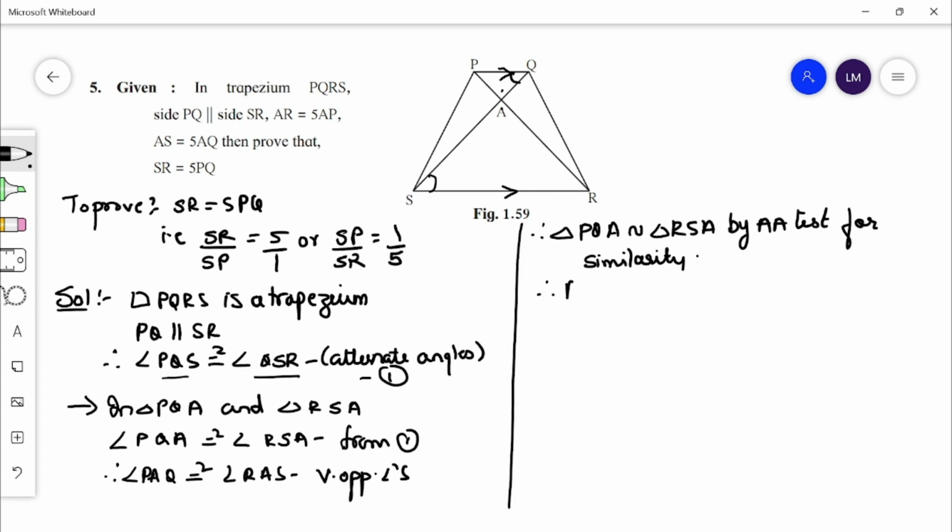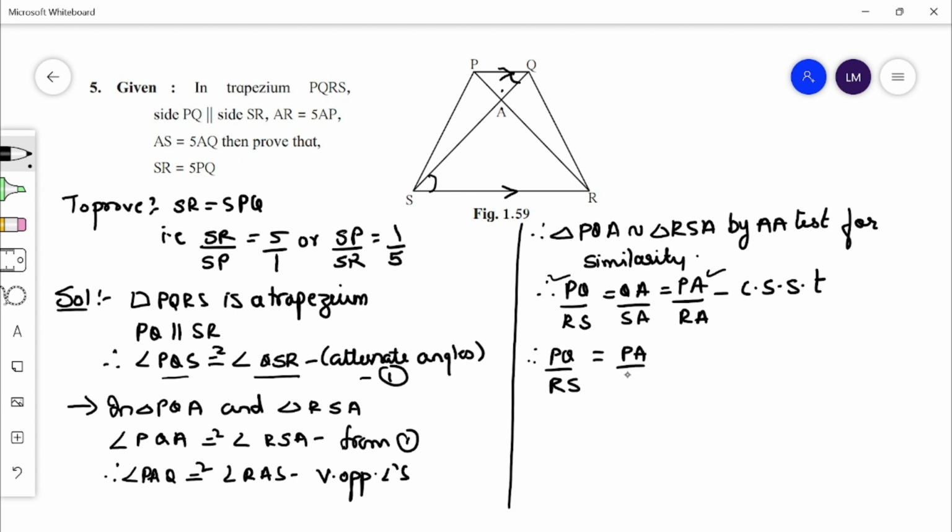Therefore, PQ upon RS is equal to QA upon SA is equal to PA upon RA. Reason: corresponding sides of similar triangles, right? So now we need to find the SR part. SR means the first part we want. Next is AR, which is this part. The second part we do not need to write. So PQ upon RS is equal to PA upon RA.